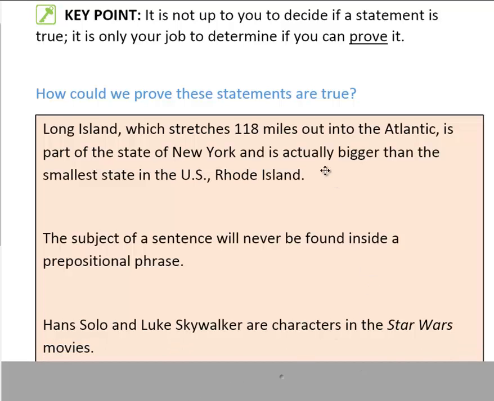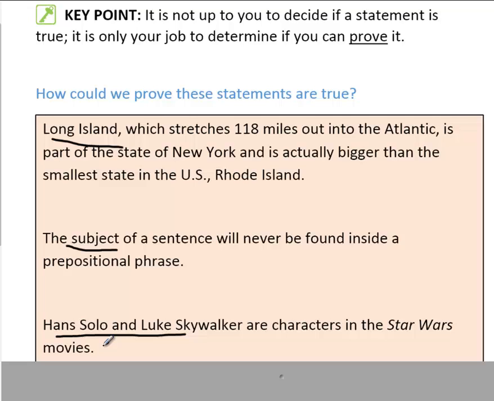Well, for this one here, the one about Long Island, we could look at a map of Long Island, visit a website about Long Island. For this one here, about where we find the subject of a sentence, we could ask an English teacher or maybe look inside a grammar textbook. And for this one down here with Han Solo and Luke Skywalker, we could watch the Star Wars movies, or we could ask a fan of the Star Wars movies. And for all three of these statements, we could just Google it. We can Google these things to find out whether or not they are statements of fact.